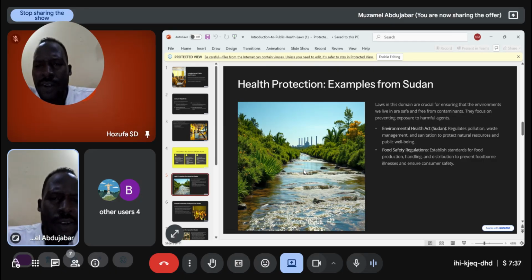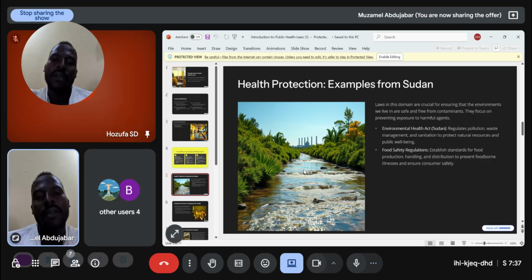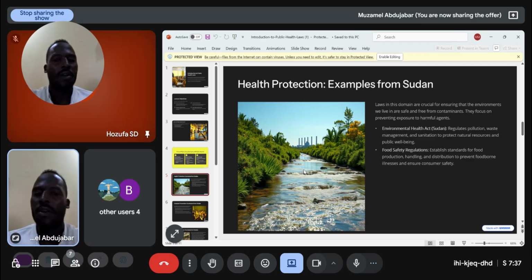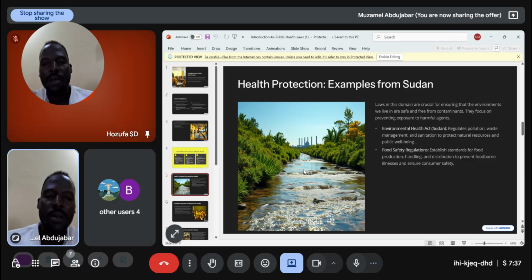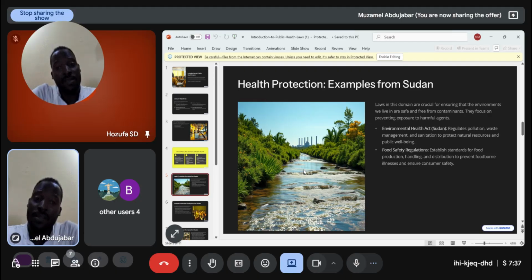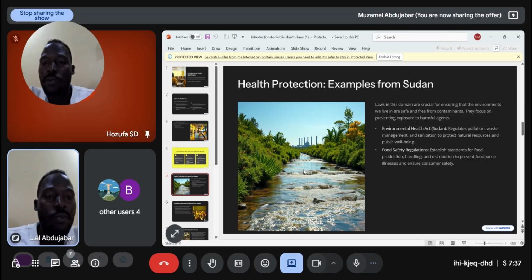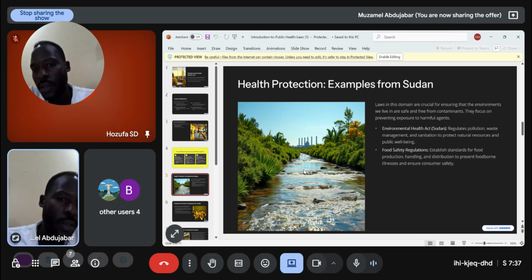Additionally, this is the Environmental Act in Sudan. As I mentioned, the Environmental Act of 2001 regulates pollution and waste management, how you can manage your waste, including solid waste. Before disposal, you need a suitable place to protect the environment. Additionally, sanitation is very important, as I mentioned in the example before. This is to protect natural resources.